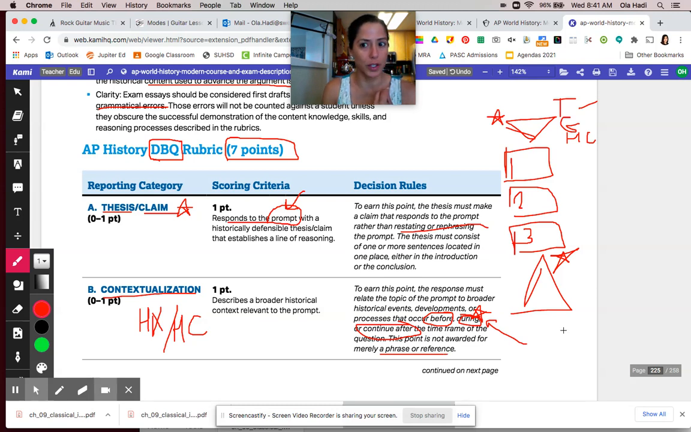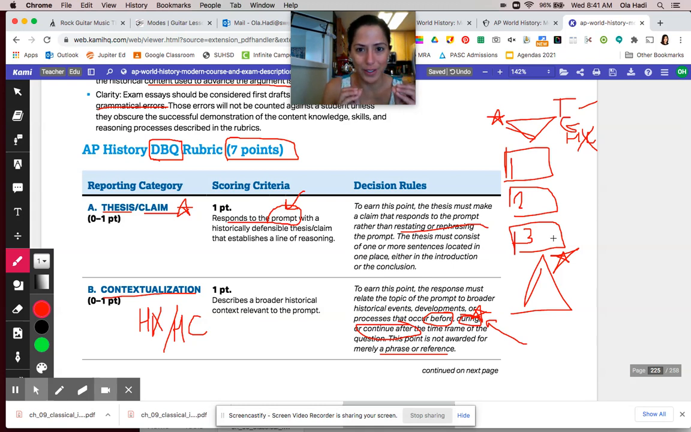Now the question is, where does it go? I would put it everywhere you can. So here I put HC, but I'm actually going to change it to HX because I like that better. If I was writing this and I was a student, I would put a little historical context in the intro, and then I would try to see if I could put it in every single paragraph.